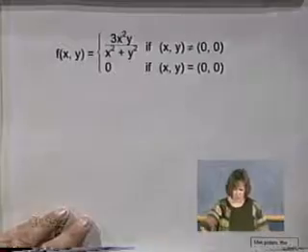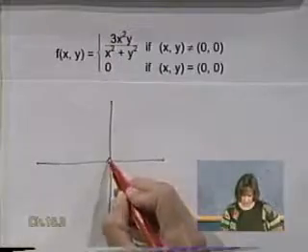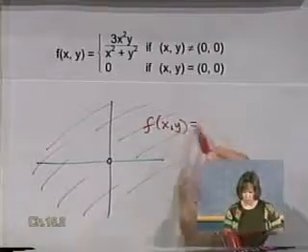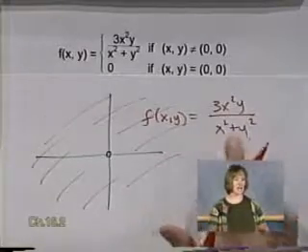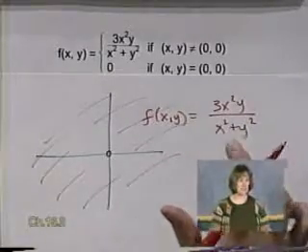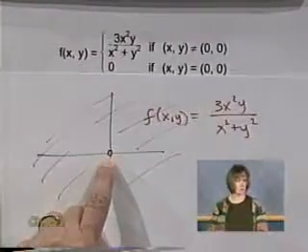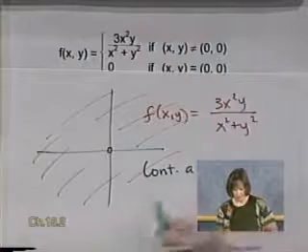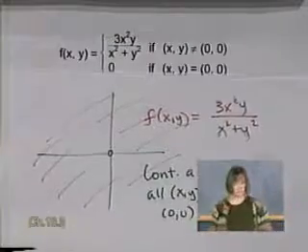Let's try another one. How about this one? Now notice this particular function, at the whole number line except for (0, 0), everything out here, the function f(x, y) is equal to 3x squared y over x squared plus y squared. That's a rational function. A rational function is continuous on its domain. Its domain, the only thing I can make the denominator 0 is (0, 0). So I know this function, it's a given, is continuous at all (x, y) except (0, 0).